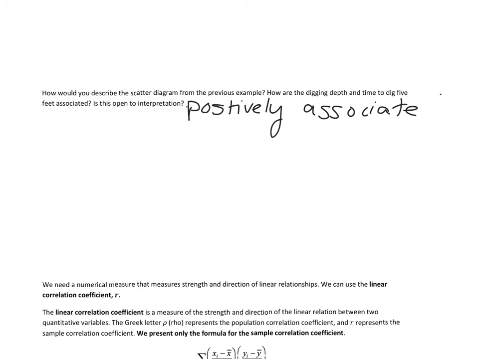Because we do have that line. All right, and then it says, how are the digging depth and time to dig 5 feet associated? Again, positively associated. And then here's this tricky part. Is this open to interpretation?